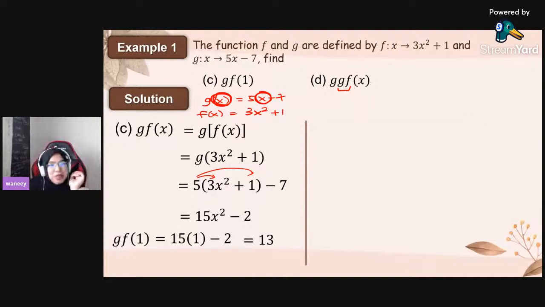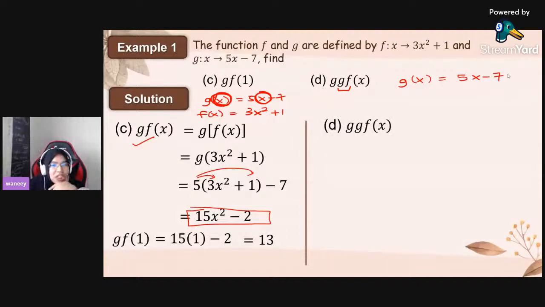Okay, so we have to do what is g composite with f, and then we're going to do g composite with that value. However, we already calculated g composite with f over here. So I already have the value, which is 15x squared minus 2. So I will use the value inside here. So what is my g(x)? g(x) is 5x minus 7. Okay, so g(g(f(x))) will become g(15x squared minus 2).